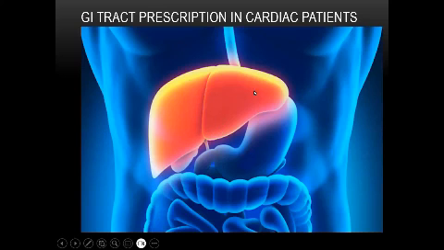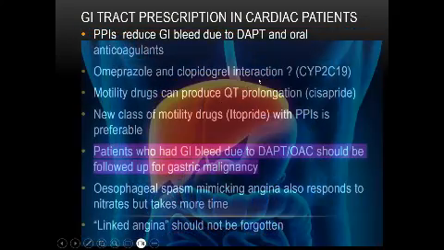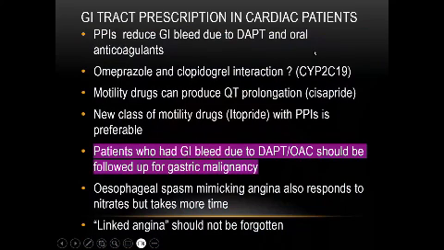Now we come to the gastrointestinal tract and cardiac disease. And of course, how are you going to alter your gastrointestinal drug prescription in a patient who has cardiac disease? The PPIs reduce gastric bleed due to DAPT and oral anticoagulants. So if the patient is on an oral anticoagulant, try to put on a PPI. No longer does this controversy exist, like omeprazole and clopidogrel.